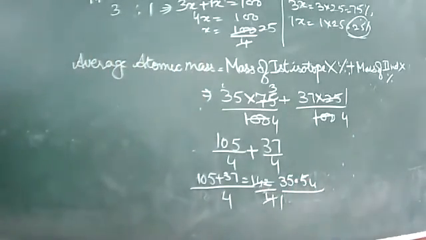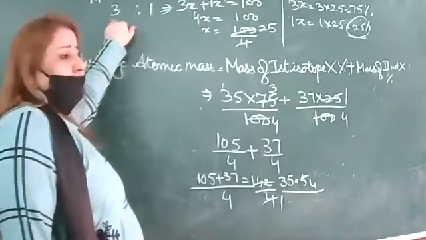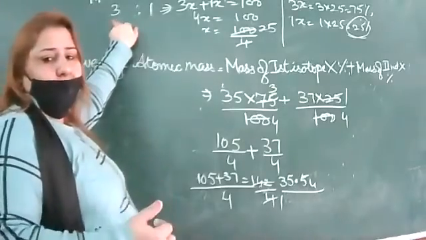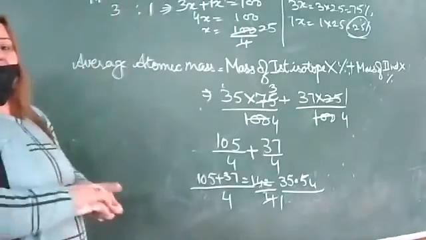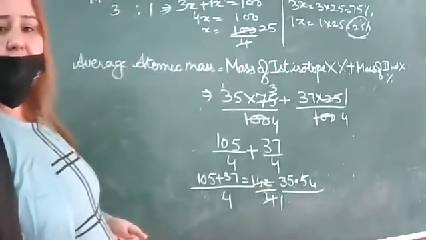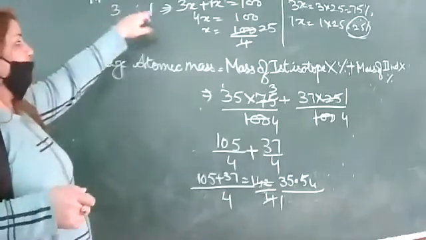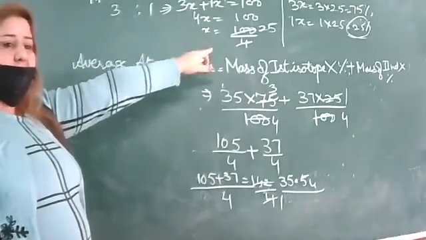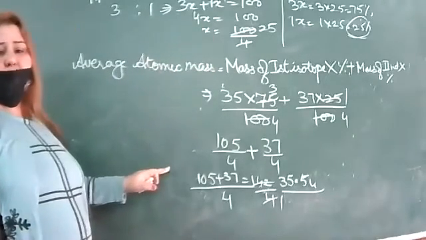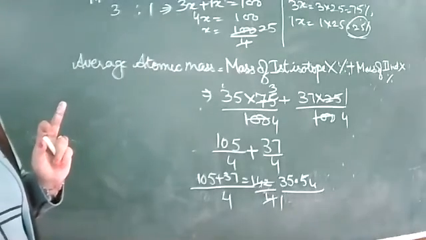Is it clear? We have to keep in our mind which element is having what ratio. Like say 35 is having a 3 ratio and 37 is having a 1 ratio. So first we will calculate the percentage, then we will put it into the formula. Is it clear, or any doubt?